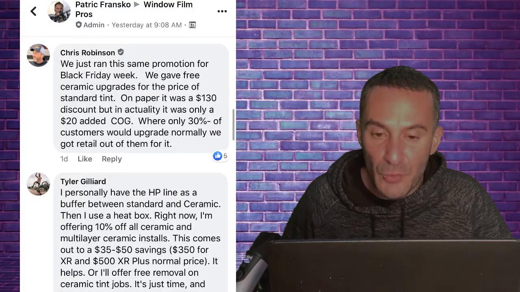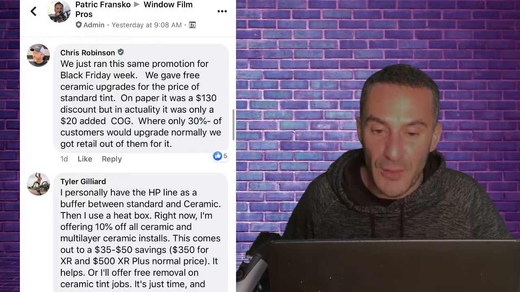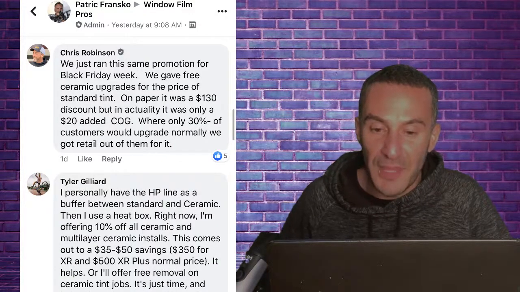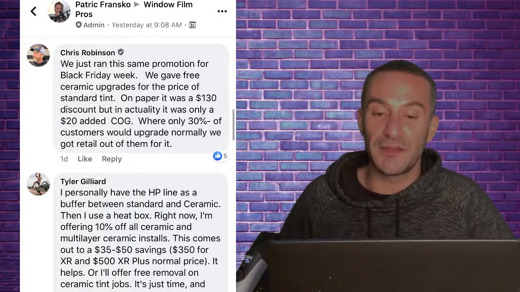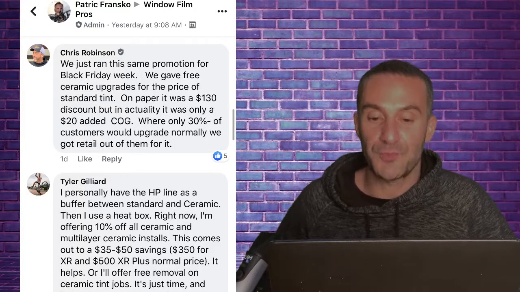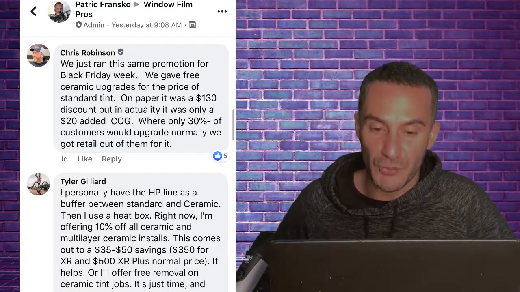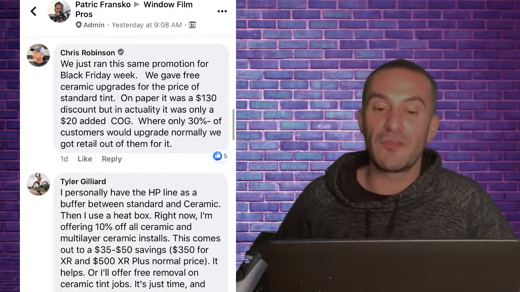Chris said, we ran this promotion for Black Friday week. We gave free ceramic upgrades for the price of standard tint. On paper, it was a $130 discount, but in actuality, it was only $20 added cost of goods. Where only 30% of our customers would upgrade normally, we got retail out of them for it.